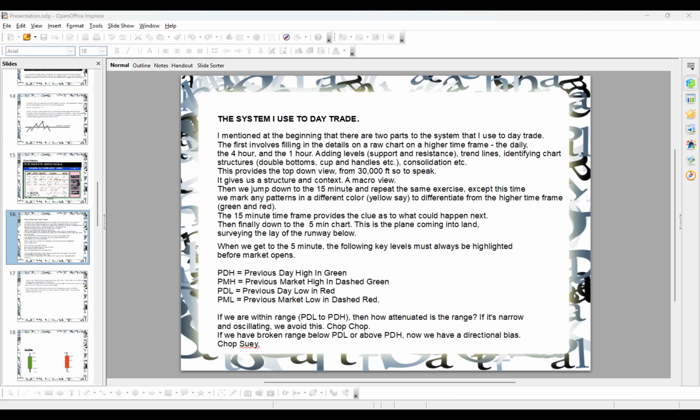Okay, so the first part of this discussion was on structure. I remember what I said about structure: structure gives us context. The second part of the process that I use is what I like to call inference, identifying use cases to trade. So before we discuss use cases, we have to discuss candlesticks, because candlesticks are price action in its purest form.